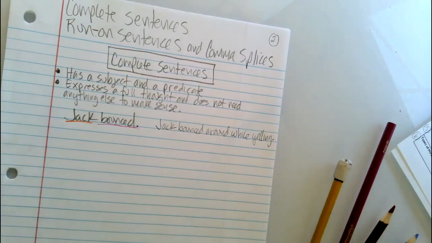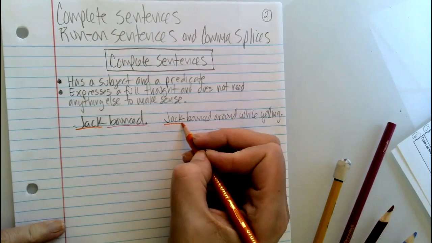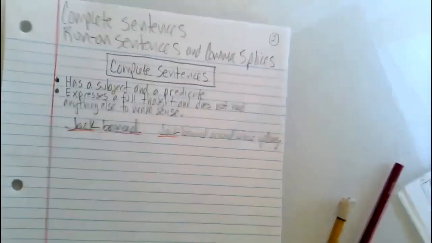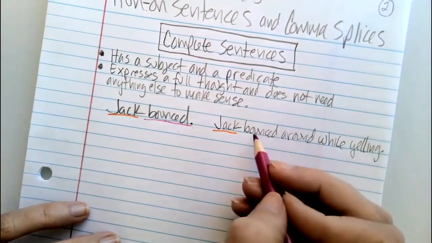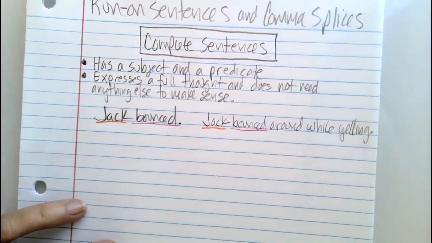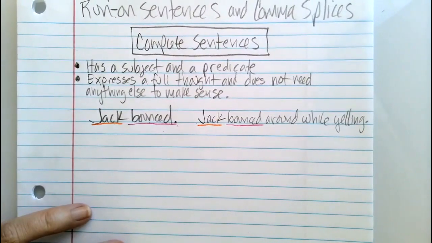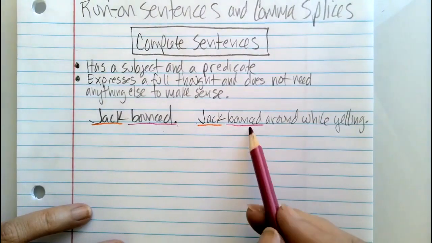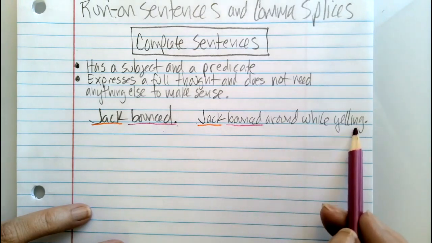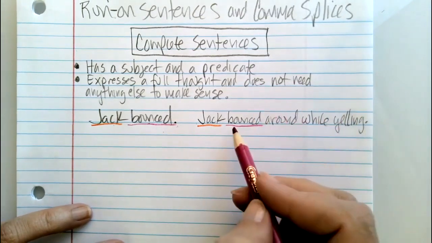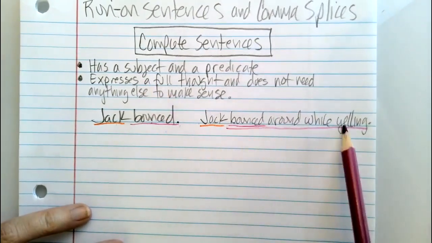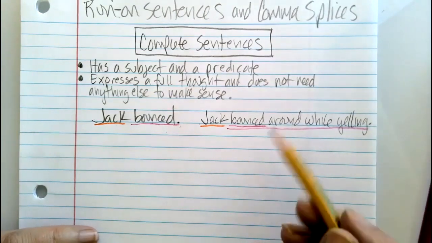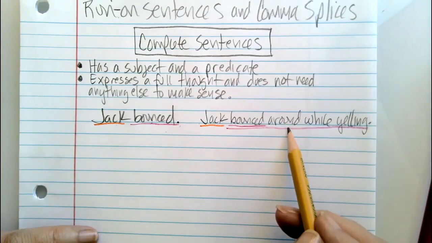Okay, let's identify what we have going on here now. We have Jack. We still have Jack as our subject, both our simple subject and our complete subject. And then we still have our bounced, right? That's our simple predicate. But now our predicate has gotten more interesting for us. Bounced around while yelling. This is a little bit more engaging for the reader. So here we have our complete predicate. Again, Jack bounced around while yelling. Definitely a complete sentence. More interesting when we add more information.